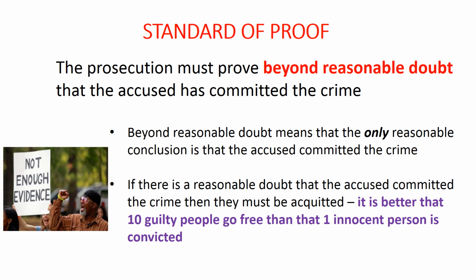Now, this requires the provision of a very high standard of evidence, because beyond reasonable doubt means that the only reasonable conclusion that can be drawn from the evidence is that the accused committed the crime. If there's a reasonable doubt, that is, there's another possible explanation for what happened other than that the accused committed the crime, then the accused must be acquitted. That is, the jury must find them to be not guilty.